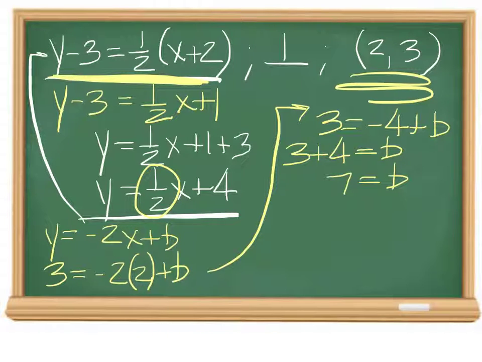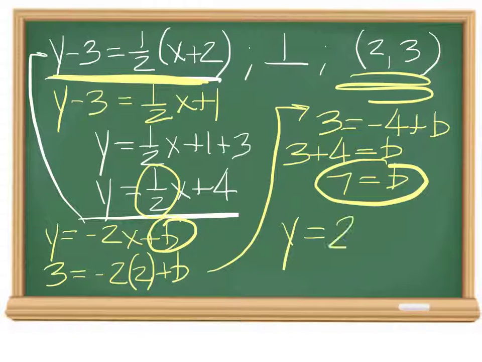Where does the 7 go? So y equals negative 2 x plus 7. We're going to write that in slope intercept form. We'll put the x in there.